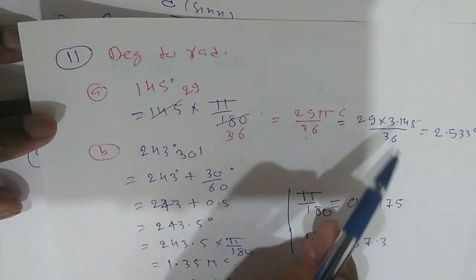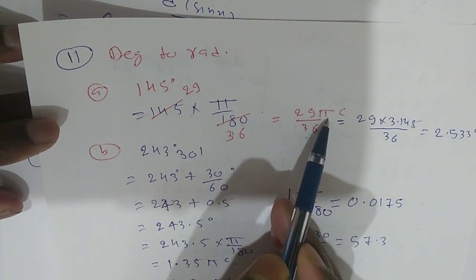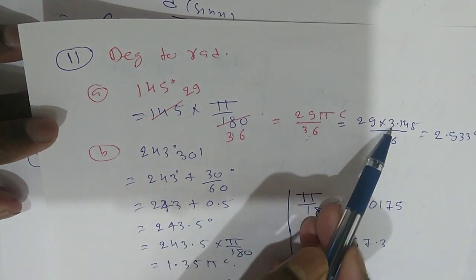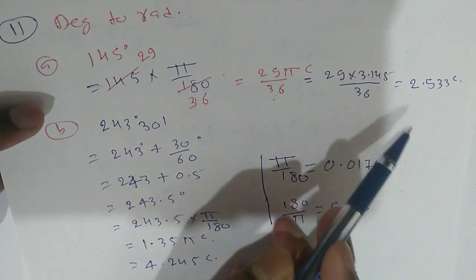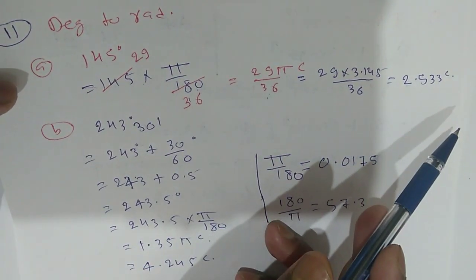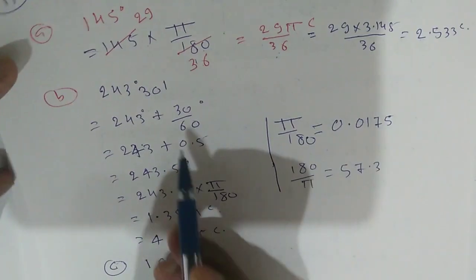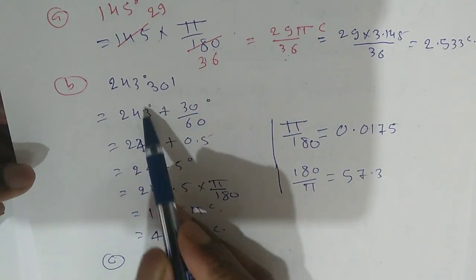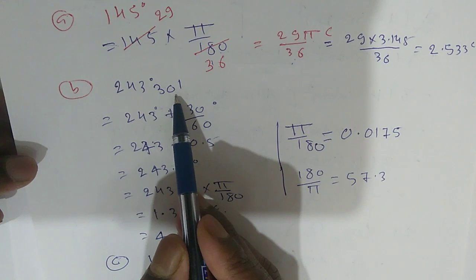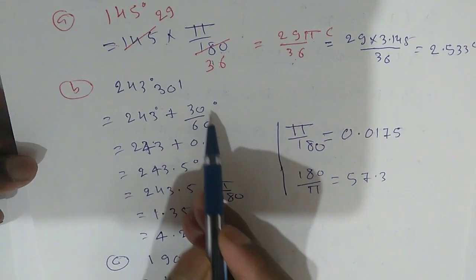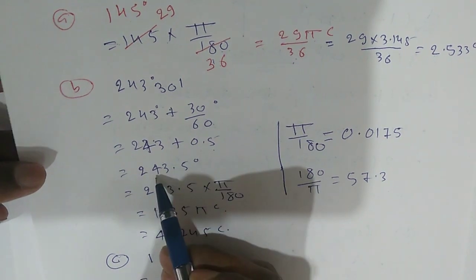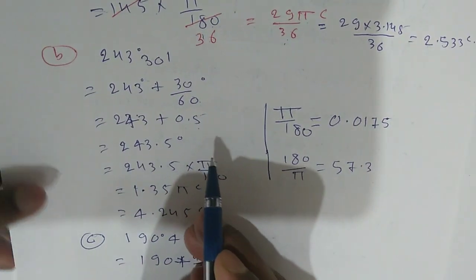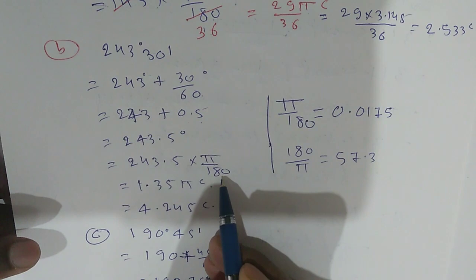We got this one. The value of pi is 3.145 and after solving it we got 2.533 c, c means radian. Similarly, right here 243 degree and 30 minute. Change the 30 minute into degree by dividing by 60. So we got 0.5. Right here 243.5 degree. Then multiply by pi upon 180.